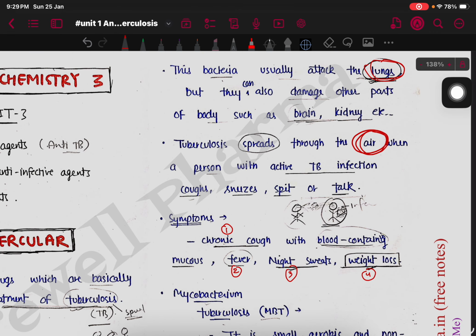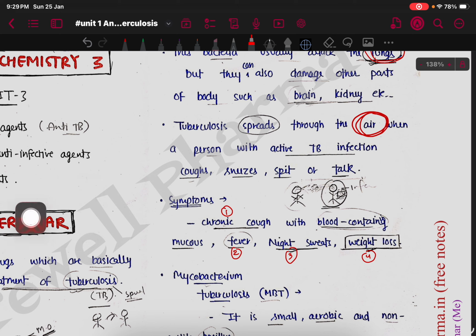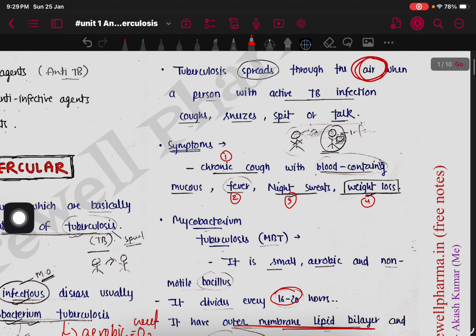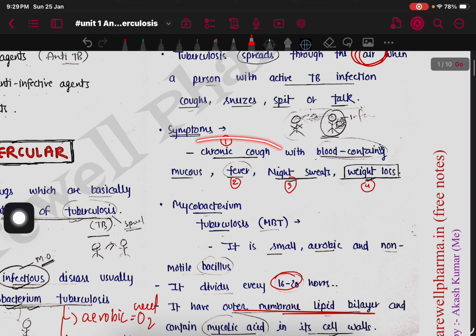They mainly affect the lungs, but sometimes they might transfer to other parts like the brain, kidney, and other parts, and may cause other diseases. Tuberculosis spreads through the air when a person with active tuberculosis disease coughs. The bacteria can transfer from one person to another, so it is a contagious disease.